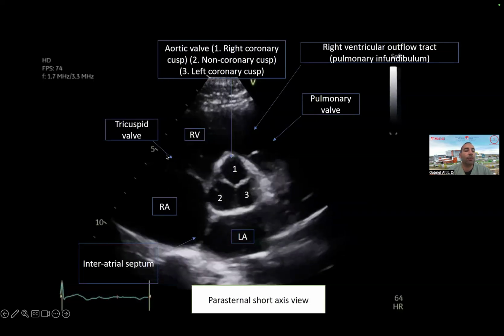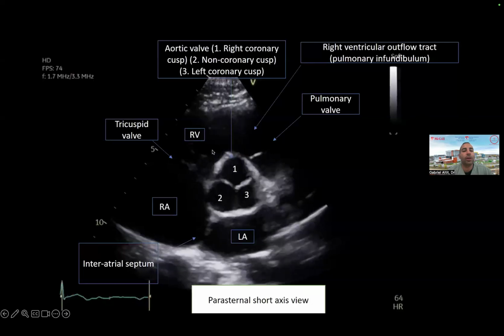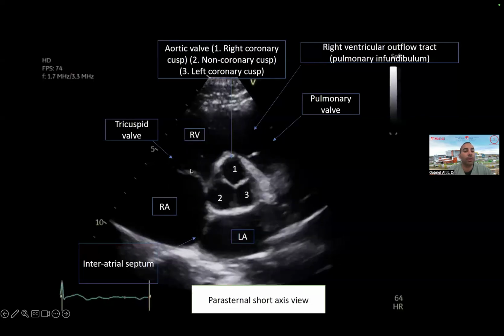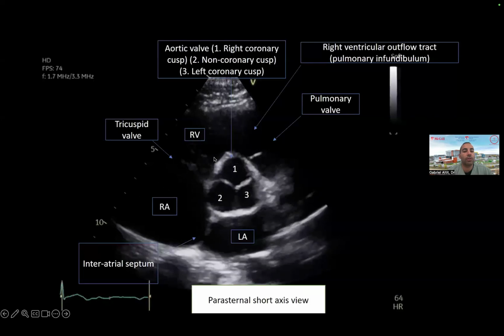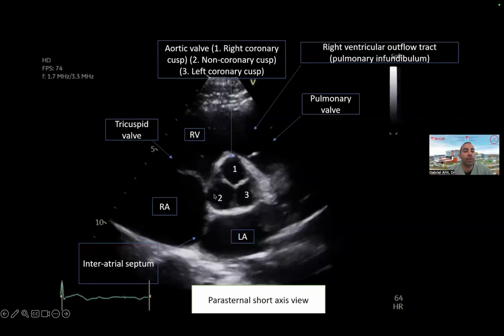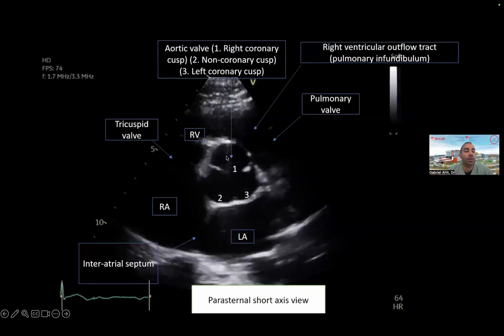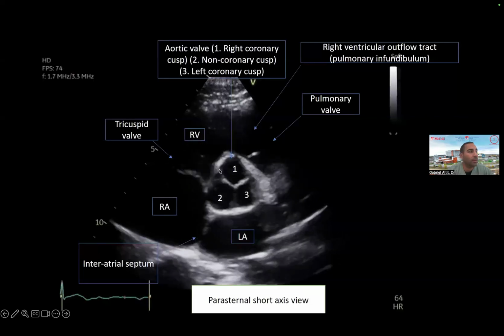On the side, you have what we call the tricuspid valve. You can even see a bit of the attachment here of the septal leaflet of the tricuspid valve to the interventricular septum, which is just under this aortic valve, because remember the aortic valve has fibrous continuity with the mitral valve, which sits just under it.